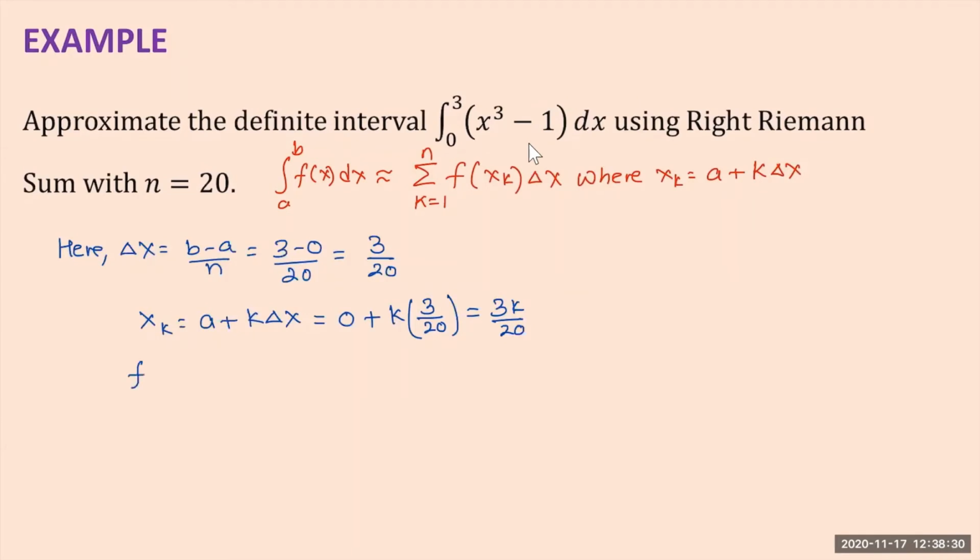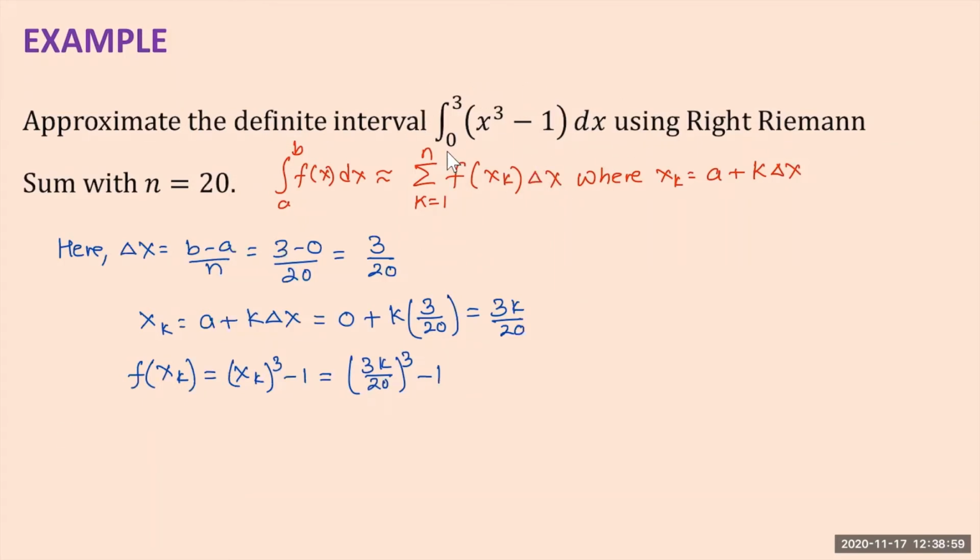So f of xk is equal to, f of x is x cubed minus 1. So f of xk will be xk cubed minus 1, which is equal to, xk is 3k over 20. We have to cube that and then minus 1. Now we have everything ready. All we have to do is plug into the formula to approximate this definite integral.